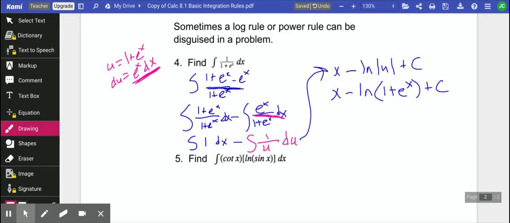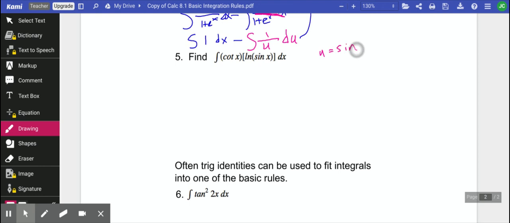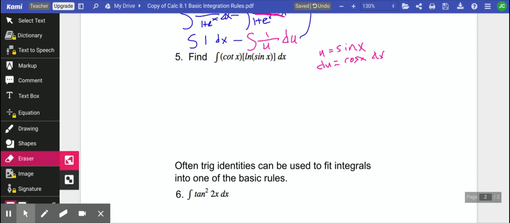Number 5 is also a natural log type problem. Okay. We have cotangent times the natural log sine x. This is going to be another u substitution. That's a very powerful tool for us. You might look at this and say, look, the function within the function is sine x. But if you do that, that makes du cosine x dx. We don't have a cosine x in the problem, so this is not a good selection for you.